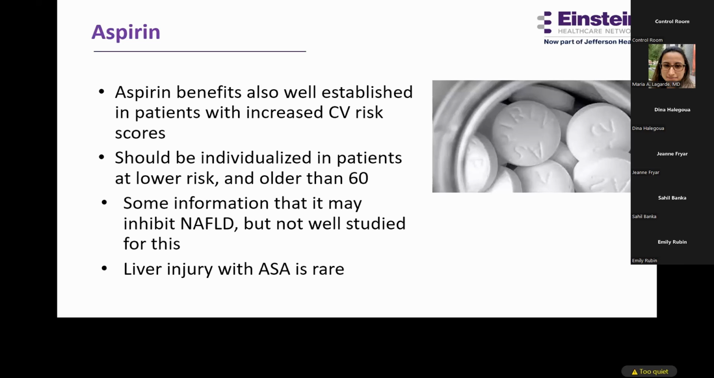So that decision needs to be individualized. Everybody should not just be taking aspirin over the counter for heart disease prevention. It really has to be an individual decision that's made with your healthcare providers. There is some information that aspirin might inhibit fatty liver disease, but this has not really been well studied. And there's very low risk of liver injury with aspirin itself.